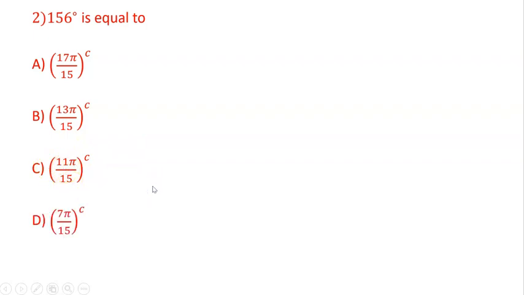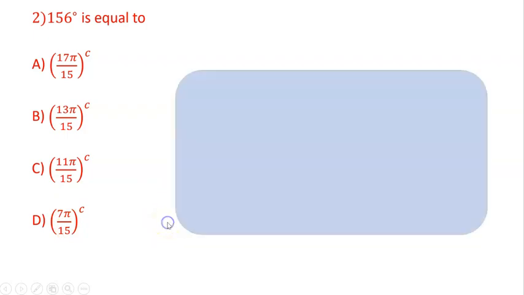156 degree is equal to A 17 pi upon 15 radian, B 13 pi upon 15 radian, C 11 pi upon 15 radian, and D 7 pi upon 15 radian. Now we'll convert this degree to the radian.